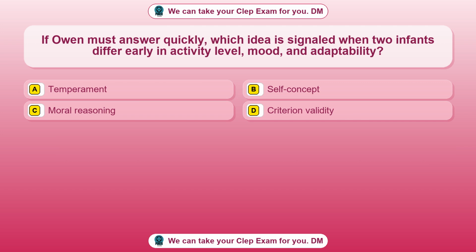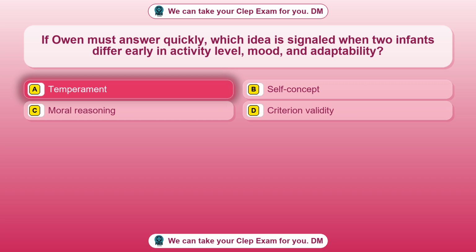Question 85. If Owen must answer quickly, which idea is signaled when two infants differ early in activity level, mood, and adaptability? Option A, temperament. Option B, self-concept. Option C, moral reasoning. Option D, criterion validity. The correct answer is option A, temperament.